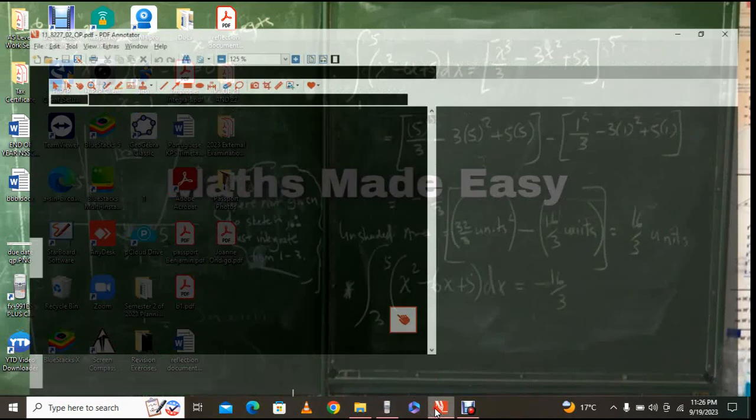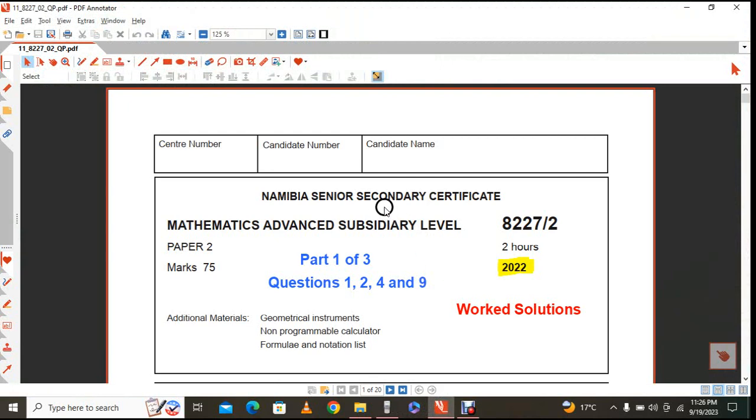So I'm doing paper 2 of 2022, the AS level. So we're going to look at a few questions. For this part, I'm going to do questions 1, 2, 4, and 9. I'll be doing this question paper in 3 parts.